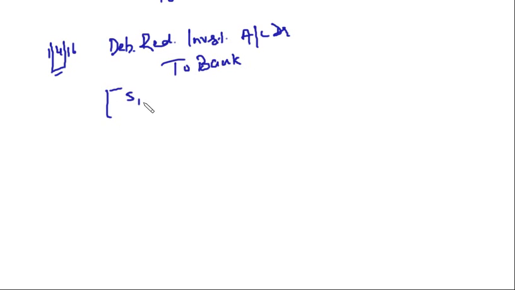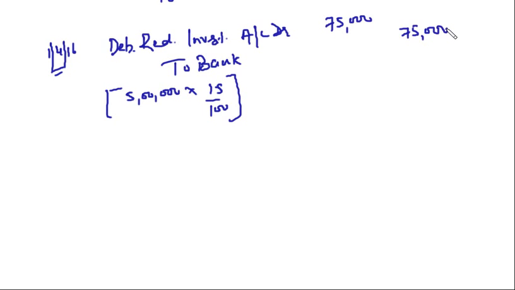What is going to be the entry? Debenture redemption investment account debit to bank. Now what is the amount of investment to be made? Minimum 15% of the face value of the debentures to be redeemed. So 15%, right? This comes to 75,000 and 75,000. Clear?